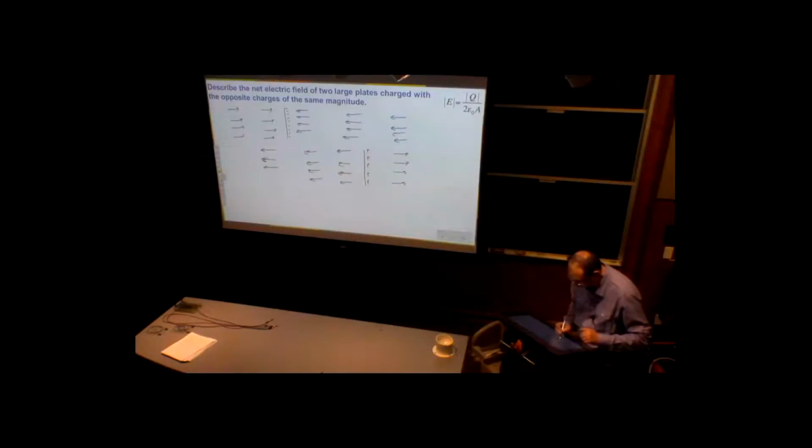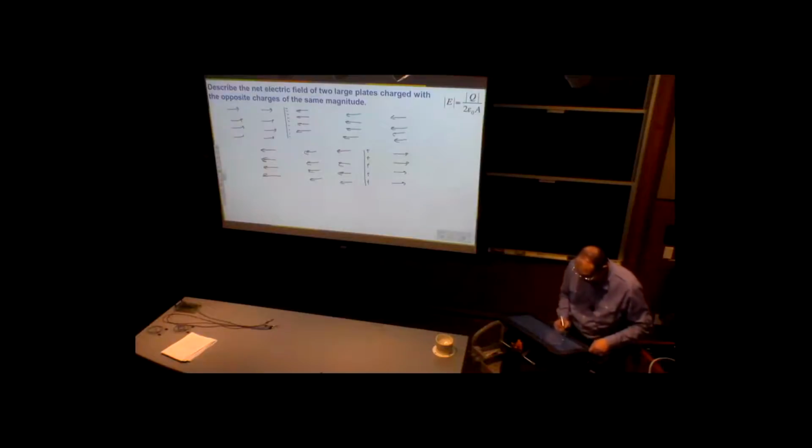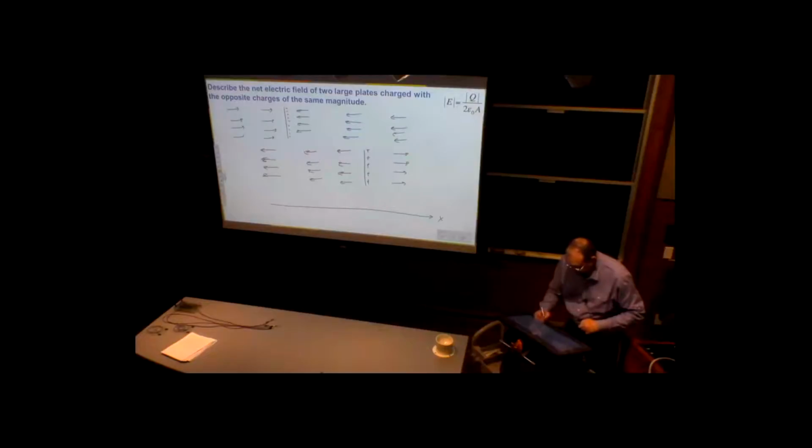And electric field vectors and lines are supposed to be directed according to the rule. And now what we need to do is just literally add those arrows. It's about vector addition. So here, if we have the x-axis, this is the location of the positive plate, this is the location of the negative plate, and we need to add these arrows. And we need to draw the result.